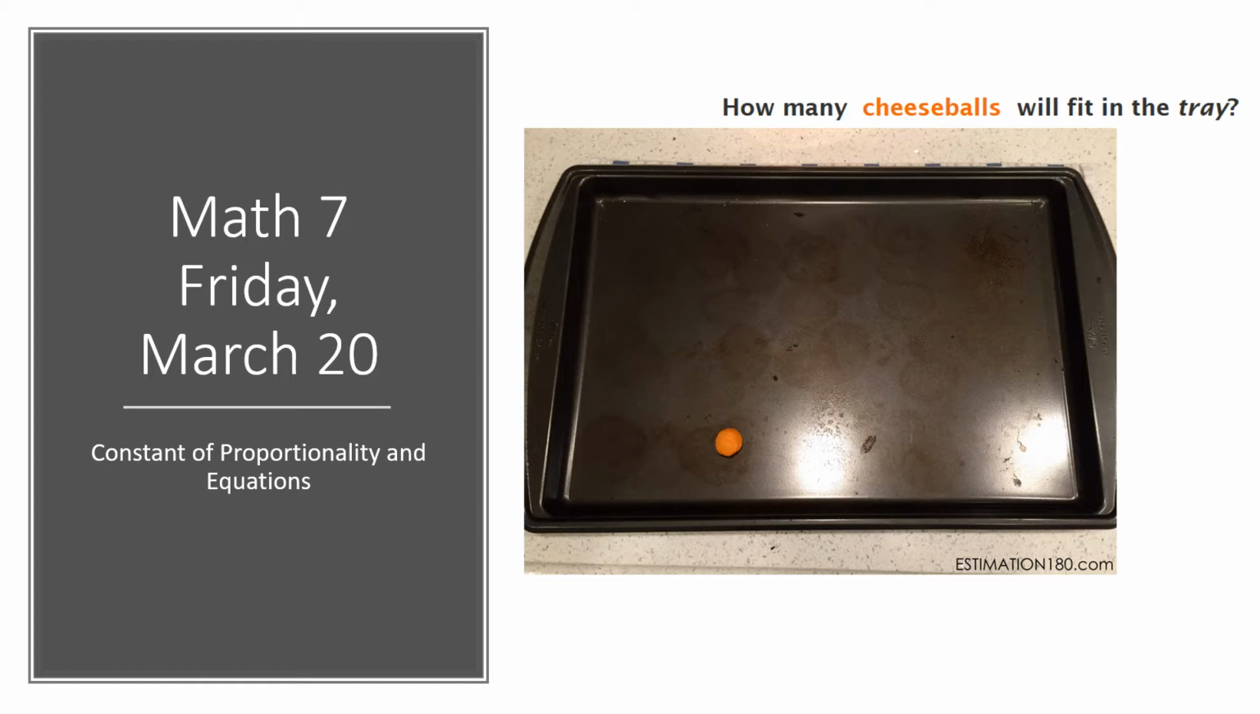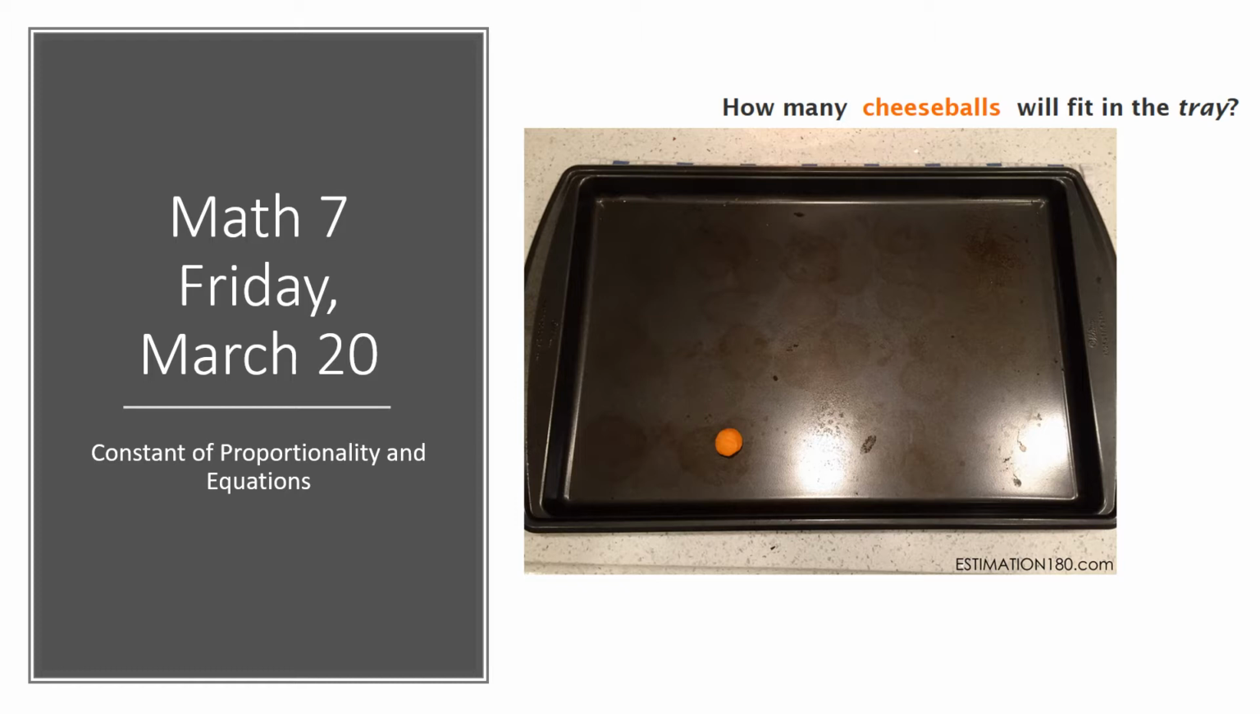Today we are going to move on from unit rate and proportional relationships to talk about the constant of proportionality and what that looks like in equations. But just as a fun little brain teaser to get you started, look at this picture. How many cheese balls do you think will fit in that tray? You can see there's one cheese ball sitting there in the tray. So if you want to pause the video to try and figure it out, I will show the answer at the end.